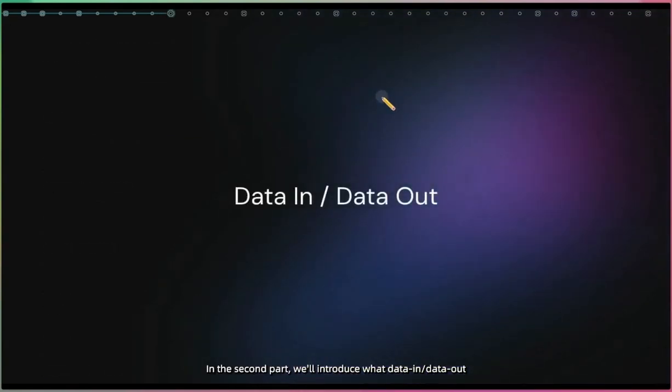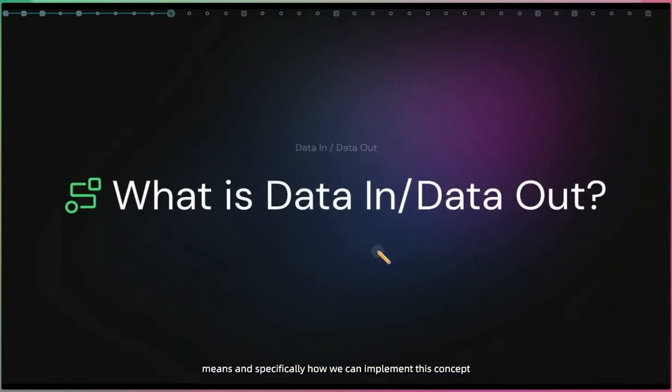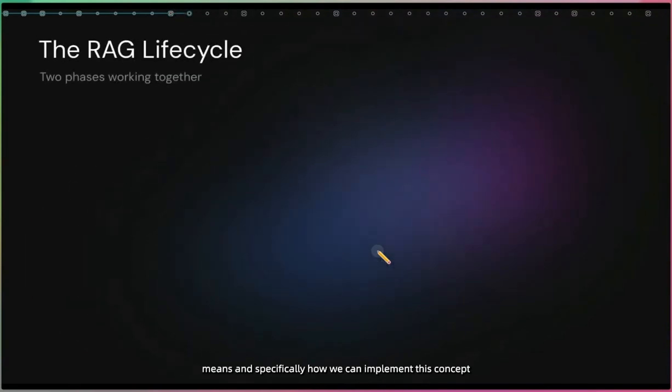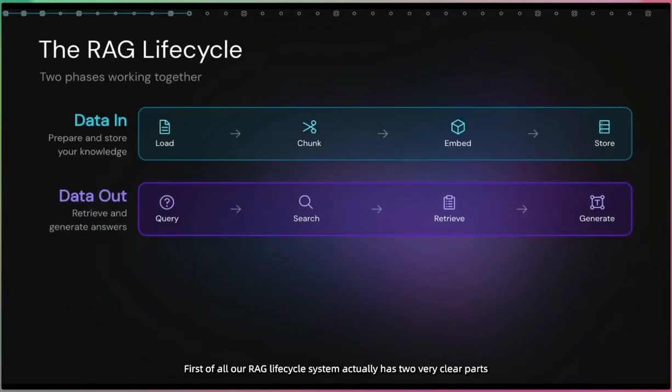Alright, moving on, in the second part, we'll introduce what data in, data out means, and specifically how we can implement this concept. First of all, our RAG lifecycle system actually has two very clear parts. The first part is building the index, which is what we call data in. Generally, this involves 4 steps: loading the documents, splitting the documents, generating vectors, and then storing them in the database. As for data out, that's basically the query phase, which also consists of about 4 steps: receiving the user's question, retrieving relevant documents, then indexing and re-ranking, and finally generating the answer.